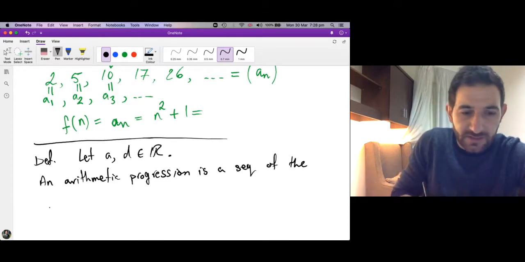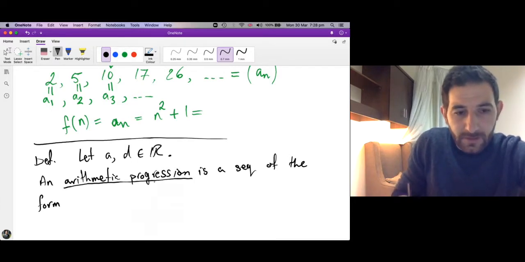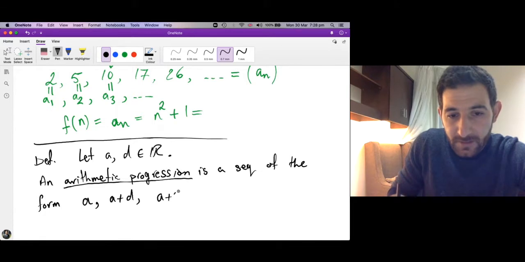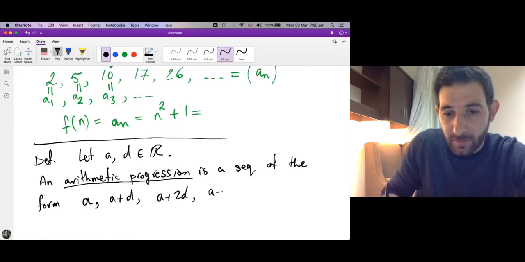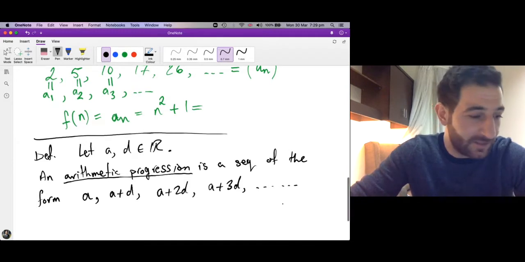Again, what is a sequence? It's an ordered list of elements. What is this sequence of the form? The first term of the sequence is A. Then the second one, we add D to A, so we get A plus D. And then we add D to A plus D, we get A plus 2D. And then we add another D to the current one to get A plus 3D, and so on. So this is what an arithmetic sequence is.